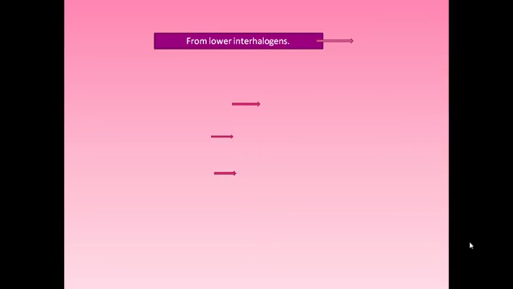Second, how you prepare from the lower interhalogen, meaning the compounds which are already formed. See here, ClF. This is the ClF interhalogen compound. It will react with fluorine, and then there is a formation of a new interhalogen compound, that is ClF3. That's why from a lower interhalogen we can get another interhalogen compound. Okay. So here BrF3 is already formed. Then it reacts again with fluorine, and there is a formation of pentafluorobromine, BrF5. Then IF5 will react with fluorine, and there is a formation of IF7. So these are the different types of interhalogen compounds.